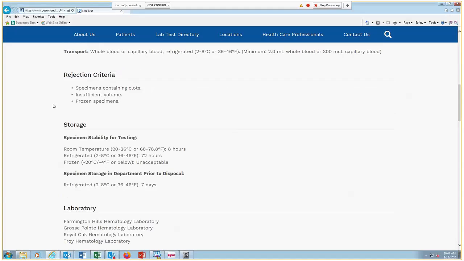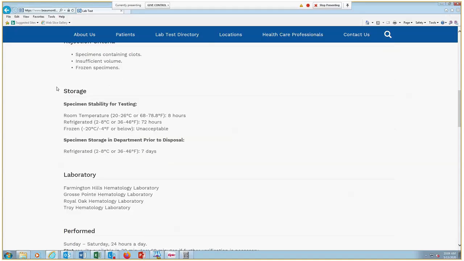The next item refers to rejection criteria. This is what will cause a specimen to be not viable. The main issues are any specimens containing clots for this particular test, an insufficient volume, where we would refer to it as QNS, or quantity not sufficient. There's not enough to test. If the specimen becomes frozen for some reason, it becomes no longer viable. Any of these instances would require a recollect on the patient.